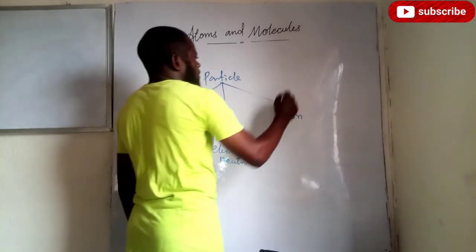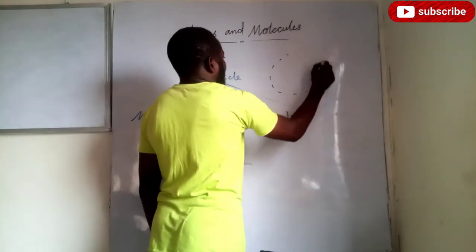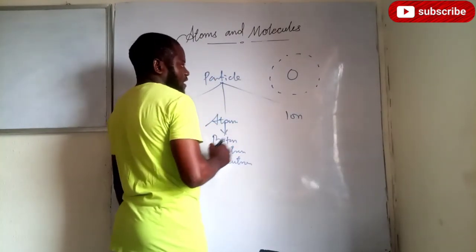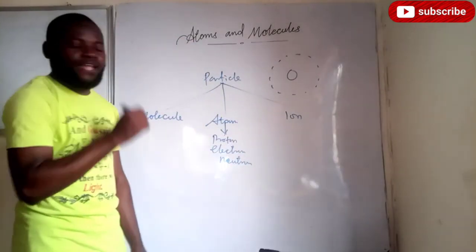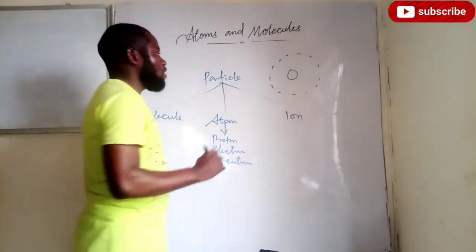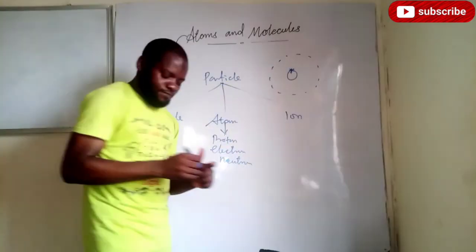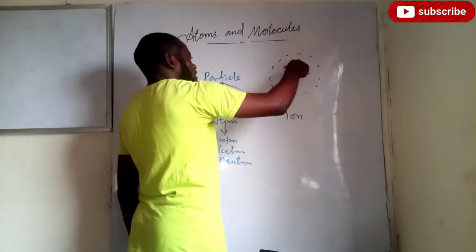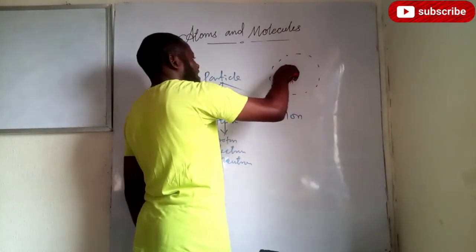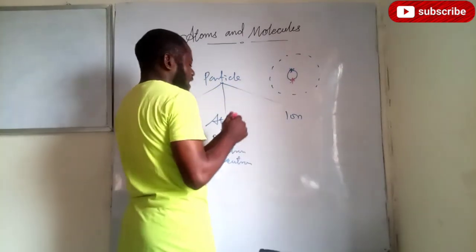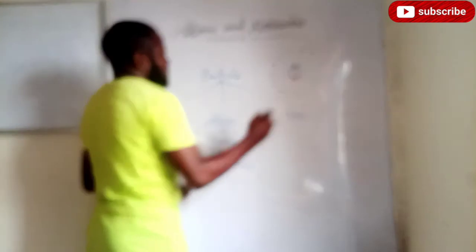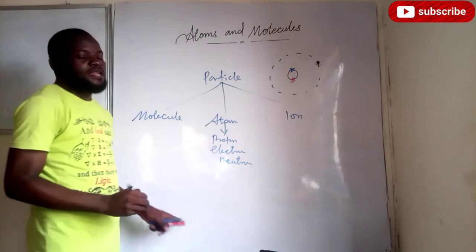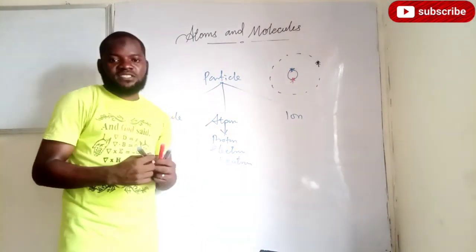Now, in an atom, if I have an atom like this, an atom is made up of a nucleus. The center mass of an atom is what we refer to as the nucleus, where we have the neutron and the proton. Are we together now? So the neutron and the proton are inside the nucleus. And outside the nucleus, we have the electron. That is the position of these three in an atom. Do we understand that now?